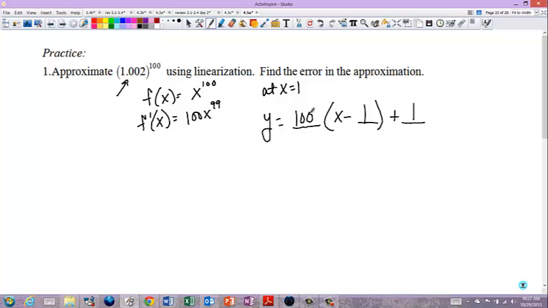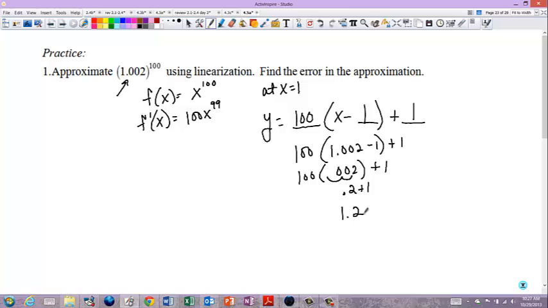And then I fill in 1.002. So that's 100 times 0.002 plus 1. If you multiply something by 100, you move your decimal 2 places, so it's 0.2 plus 1, so I get 1.2. So this is my approximation.